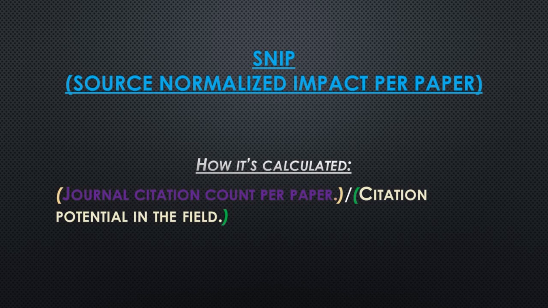SNIP. Source Normalized Impact per Paper. SNIP is published twice a year and looks at a 3-year period. It attempts to correct subject-specific characteristics so it's easier to make cross-discipline comparisons between journals. It measures citations received relative to citations expected for the subject field. How it's calculated: journal citation count per paper, divided by citation potential in the field.